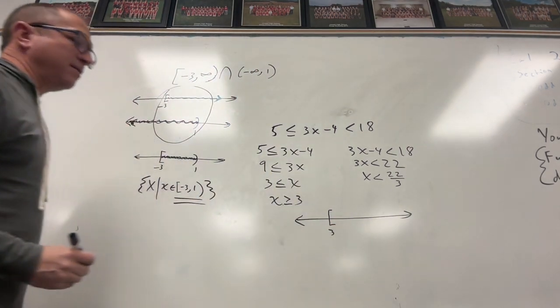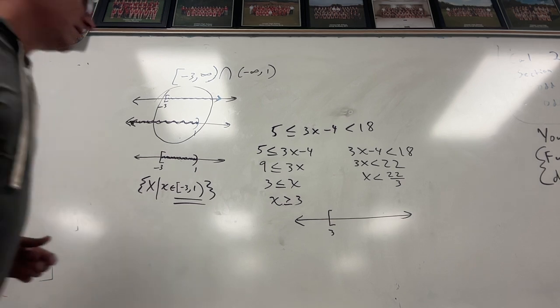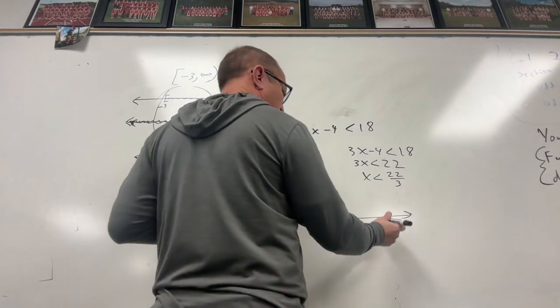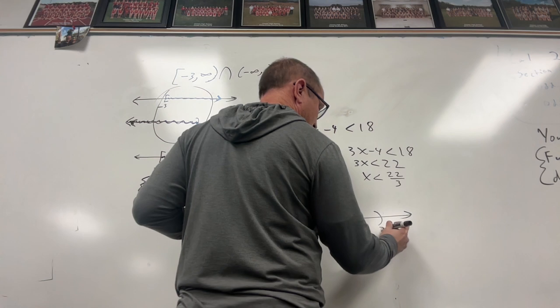Now, 22 over 3 is between what two integers? 7 and 8. Very good. 21 thirds would be 7. 24 thirds would be 8. So 22 thirds is right in there in between them.